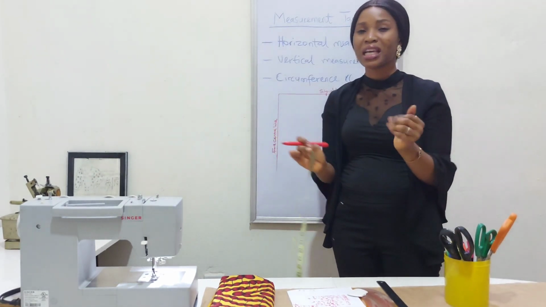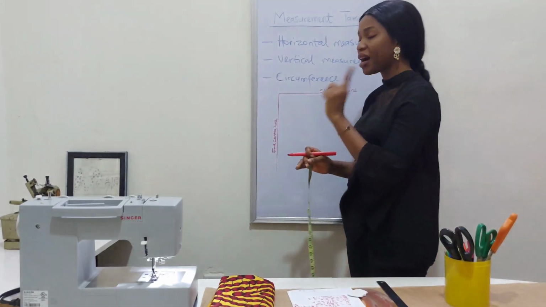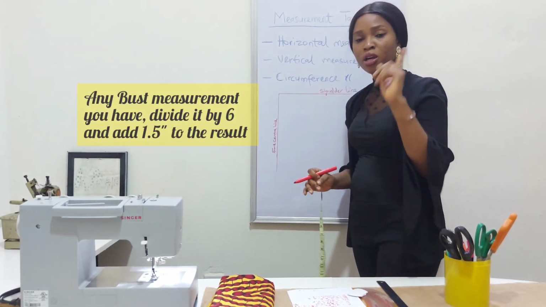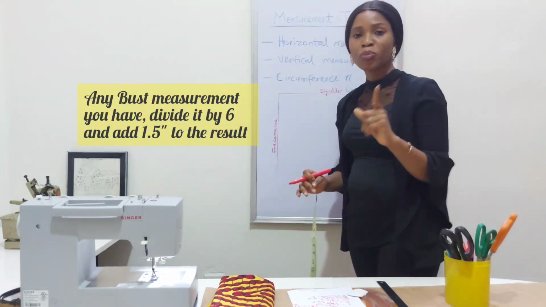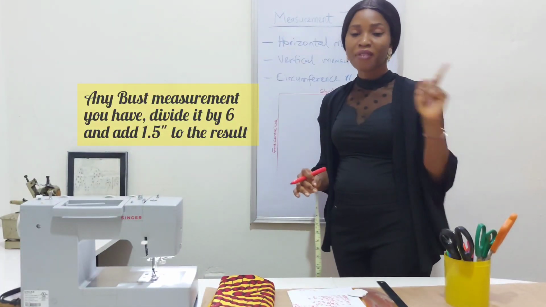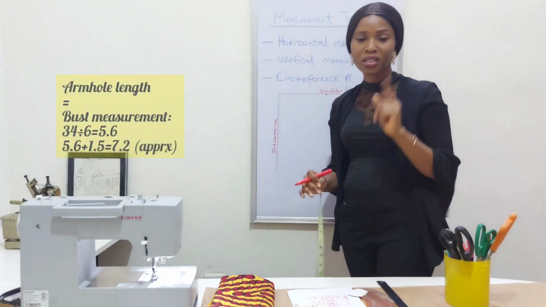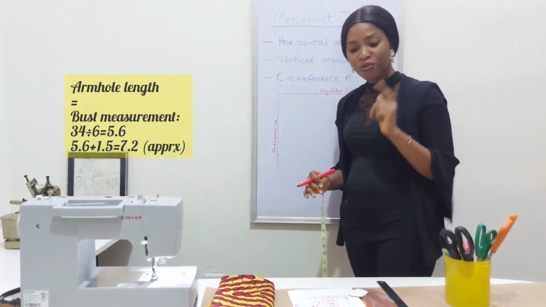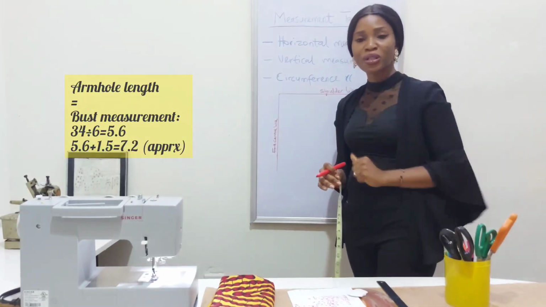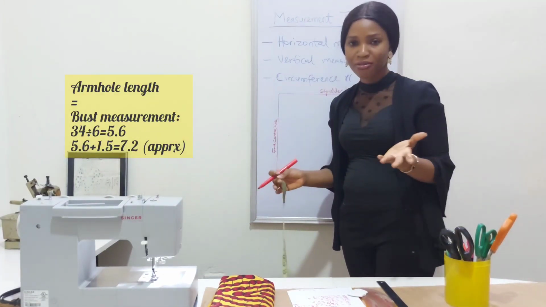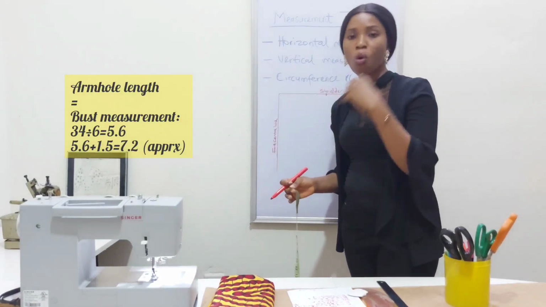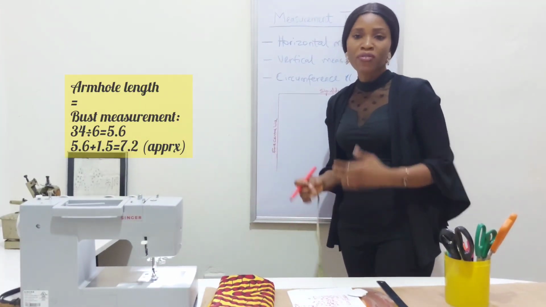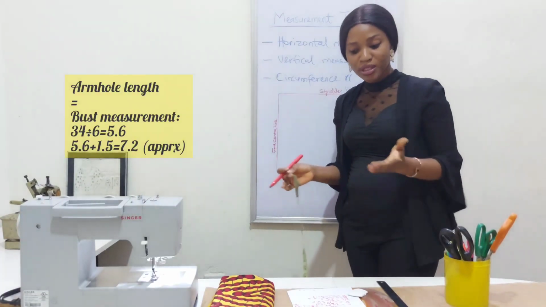So the best and easiest way to go about that is by dividing the bust measurement. After taking your bust circumference, you divide that number by 6 and add 1.5 to the answer. So for example, the circumference of my bust is 34. If I divide it by 6, I'll have 5.6. Then to that 5.6, I'm going to add 1.5 inch. I would end up with 7.16. If I approximate 7.16, I will end up with 7.2.